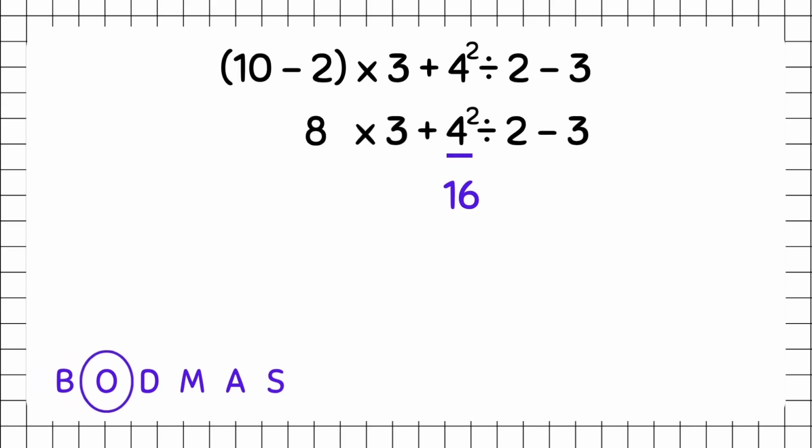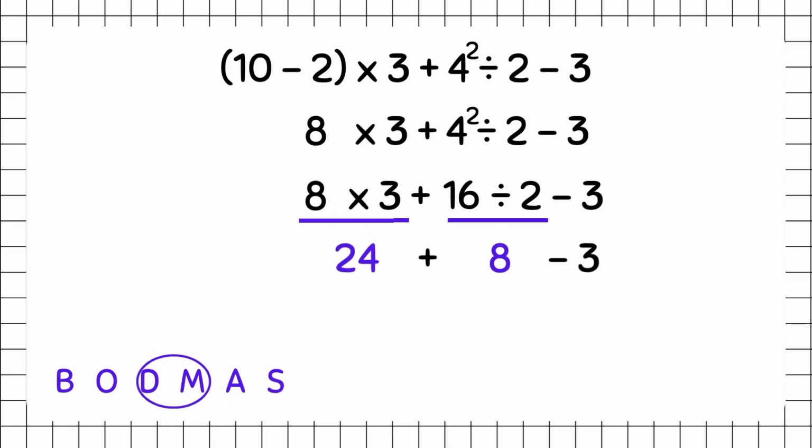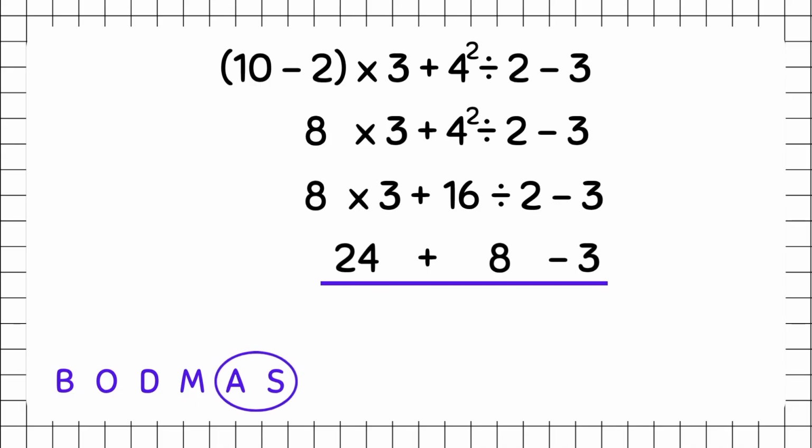4 squared is 16. Division and multiplication are grouped together, and we solve left to right. In this case, multiplication comes first, then division, but because we're using separate numbers for both, they can be done on the same line. 8 times 3 is 24, and 16 divided by 2 is 8. Now addition and subtraction, working from left to right. 24 plus 8 minus 3 is 29, so 29 is our final answer.